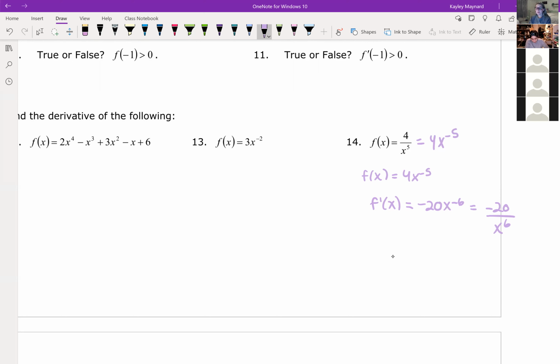If you can ever manipulate what you're given to make the derivative process faster, it's always a good idea. But you could do it the long way, and as long as you don't make any mistakes, you won't get a different answer than if you did the shortcut way. Anyone have any questions on this one?